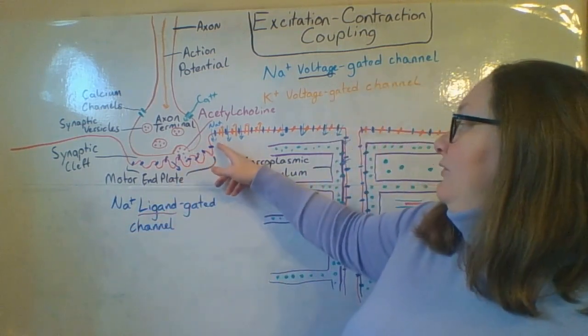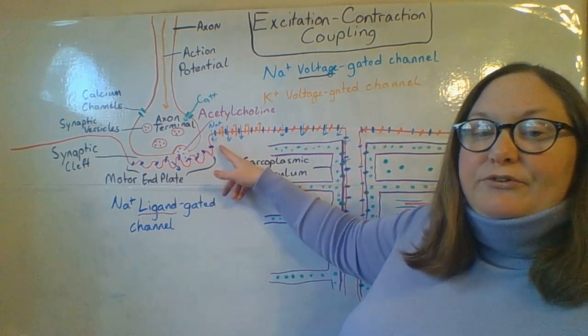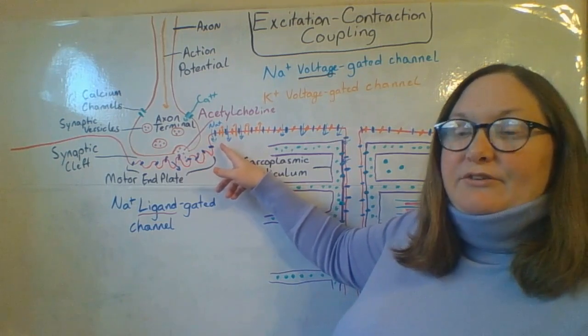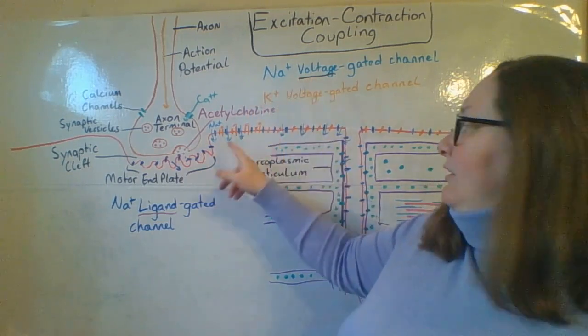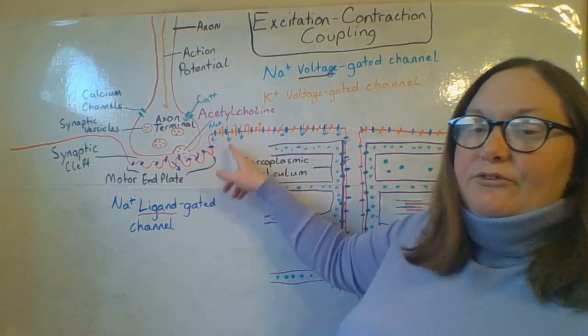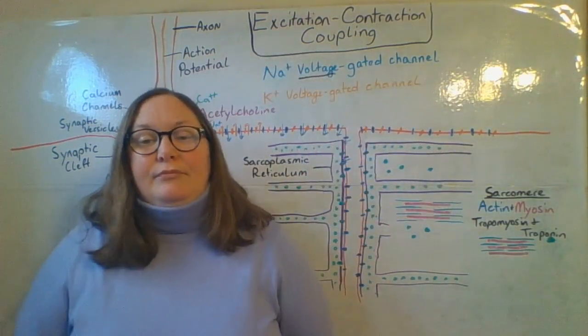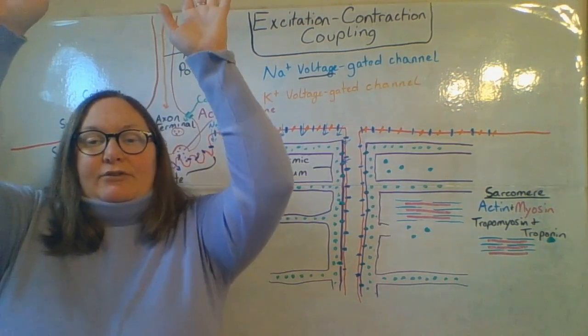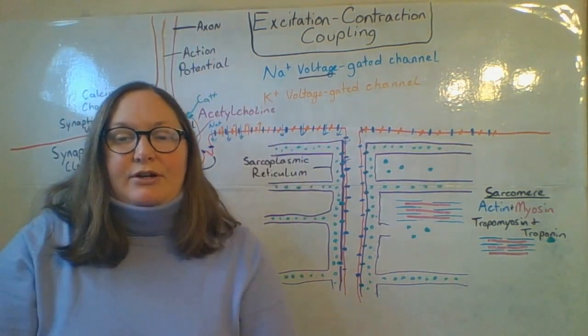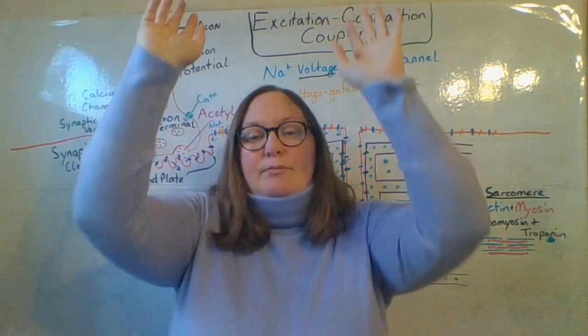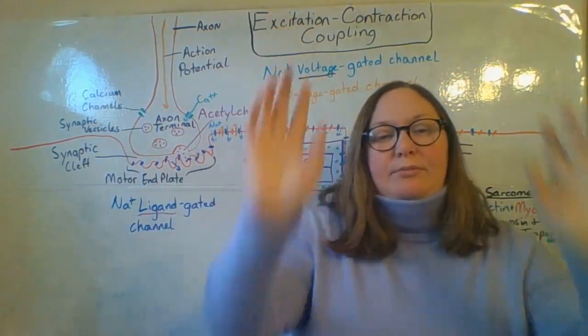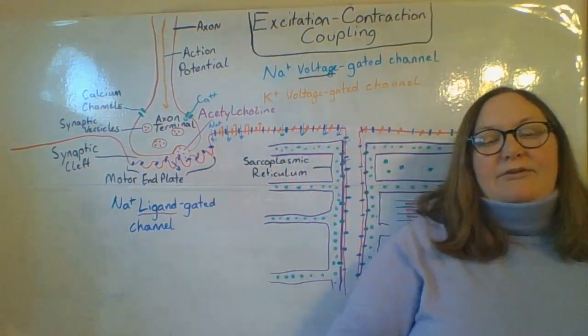That causes a depolarization. And if we have enough acetylcholine released, it causes a big enough depolarization that it stimulates these sodium voltage-gated channels. Key that it's voltage. And that causes sodium to go into the cell. And then we get the wave. We have sodium released, potassium channels bring it back to normal. Sodium, potassium, sodium, potassium.